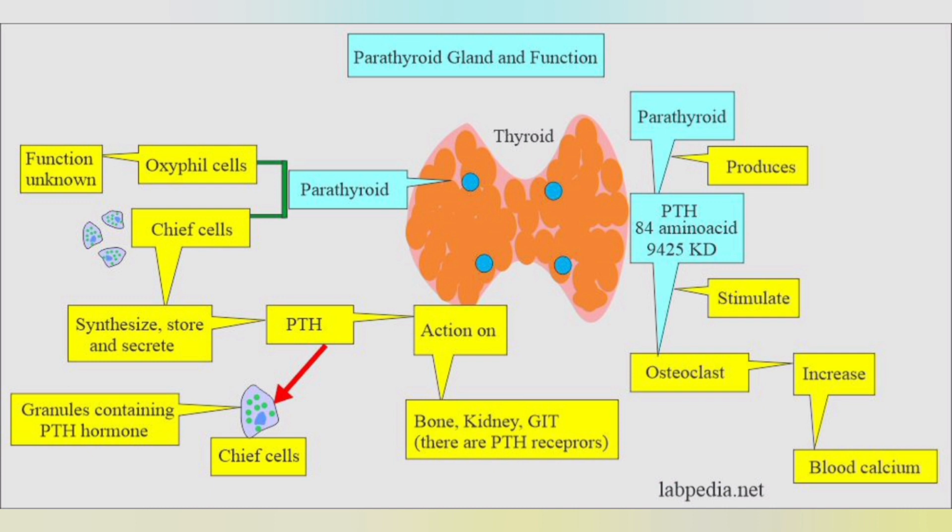Pulsed PTH has anabolic activity and continuous has catabolic activity. In the GI tract, its effect is by vitamin D3. It stimulates conversion of 25-hydroxy vitamin D3 to 1,25-hydroxy, increasing absorption of calcium from the small intestine. In the kidney, it absorbs calcium but increases phosphate excretion. So overall it increases calcium in the blood and reduces phosphate.